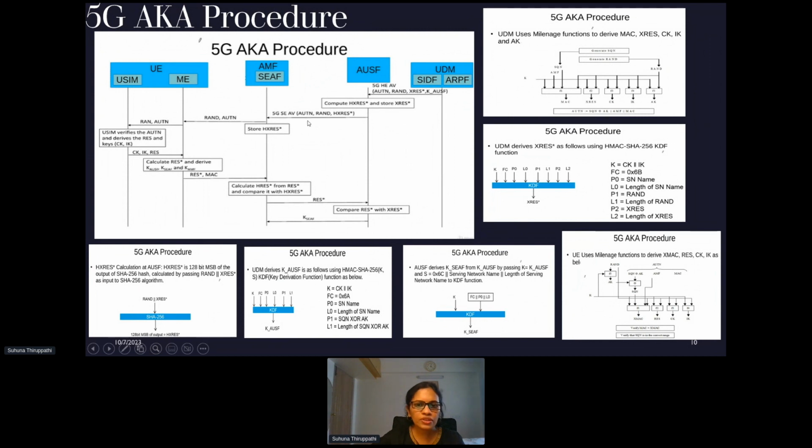And the AMF stores this HXRES* within itself and sends only the random and authentication number to the mobile equipment. From the mobile equipment, the terminal sends the random number and authentication number to the SIM, and by using these, the SIM derives the CK key, IK key, and RES key. The way these keys are derived, similarly the USIM also derives these keys and sends them to the terminal, and the terminal calculates the RES* key and derives further keys like the authentication KAUSF, KSEAF.